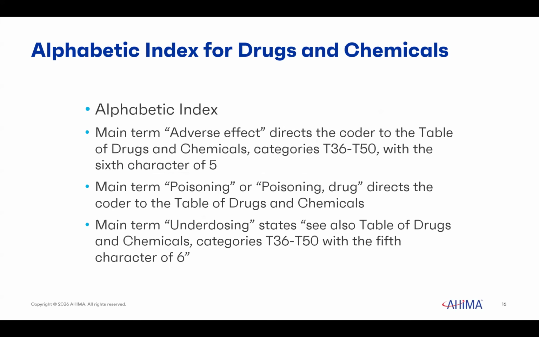And again, how do we find these? Very important to realize that a good place to start with these codes is the main term adverse effect. And this directs you to the table of drugs and chemicals. And you're going to be focused on categories T36 through T50 with the sixth character of 5. A main term of poisoning does the same thing, but we would follow the appropriate rules for sequencing that we just talked about. And then the main term for underdosing is, of course, underdosing.